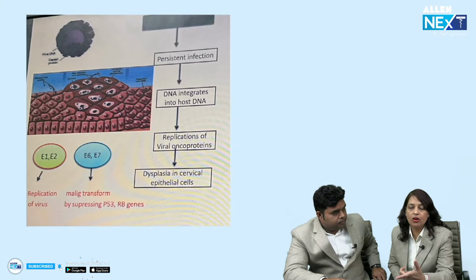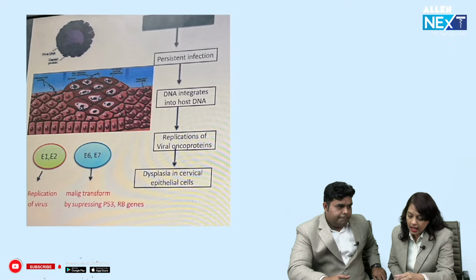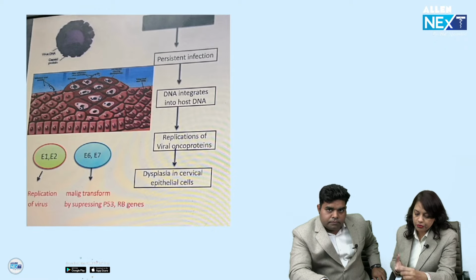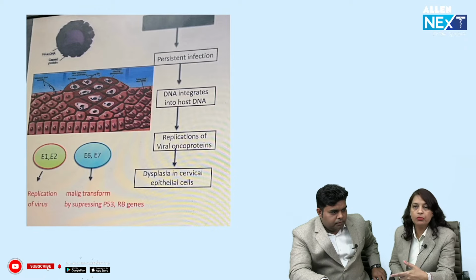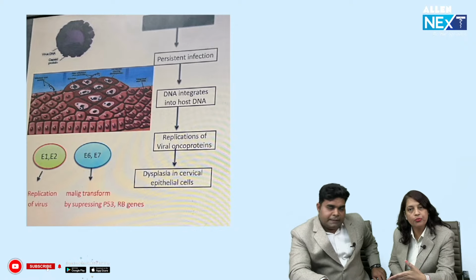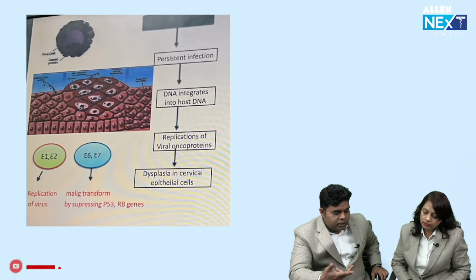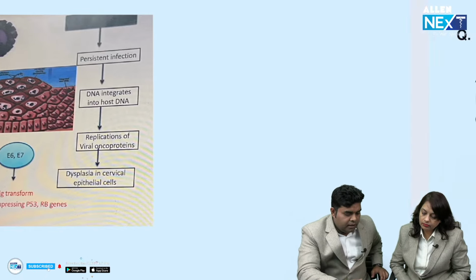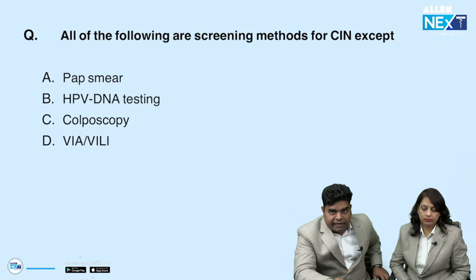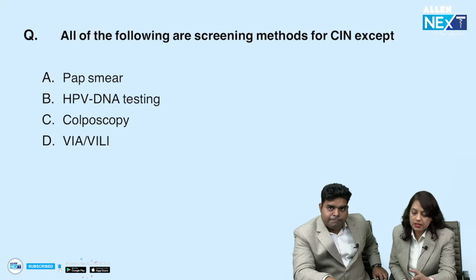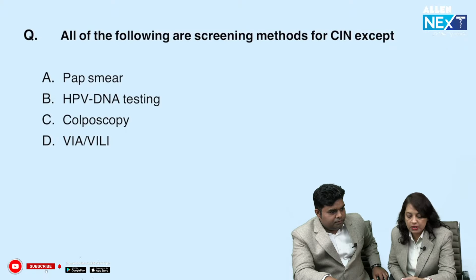And which are the proteins that you have to focus on, like E1, E2 where you have to mark, and E6, E7 where you have to mark, and L1, L2. So E1, E2 is for replication, E6, E7 is the marker for high risk of cervical cancer. Now, next question I will take up. This is a very, very important question.